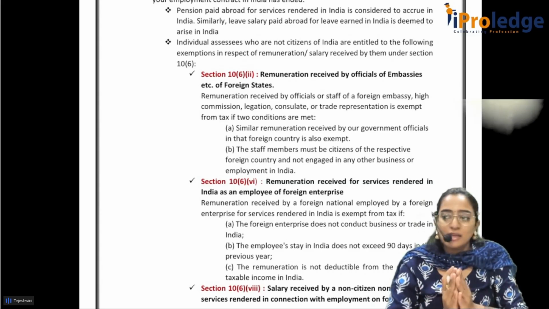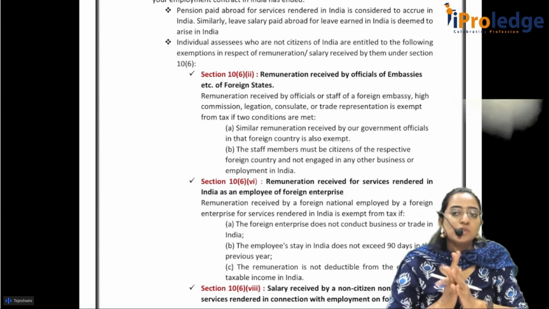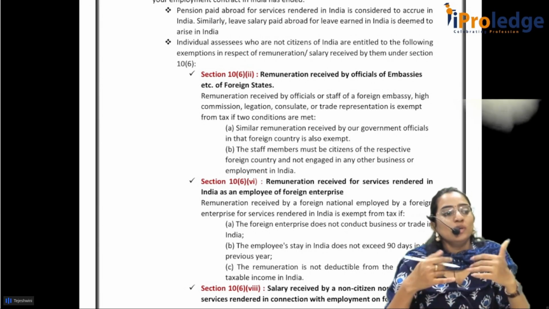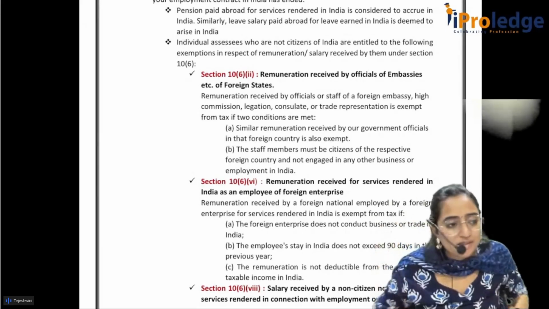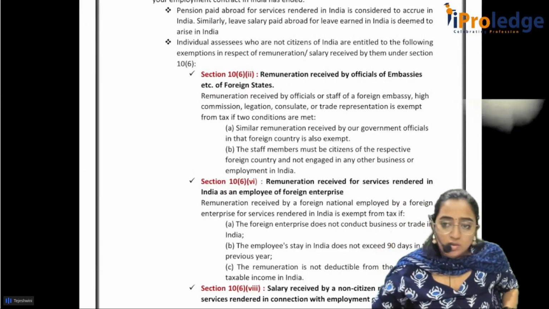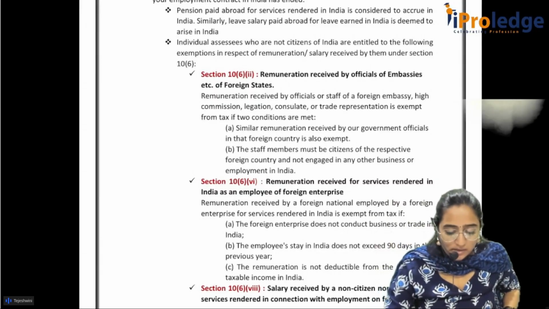But there are certain exemptions given where they have stated if you satisfy certain conditions, even though it is accrued or arisen in India, still we will make it exempted. That is, you need not pay the tax anymore. What are those conditions? See, try to understand.